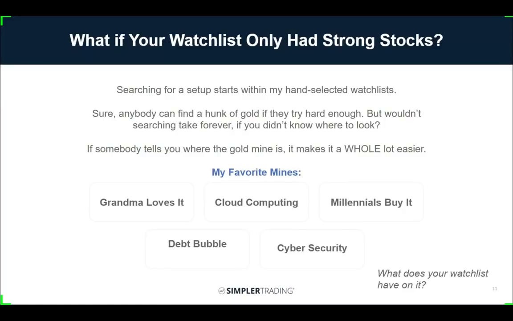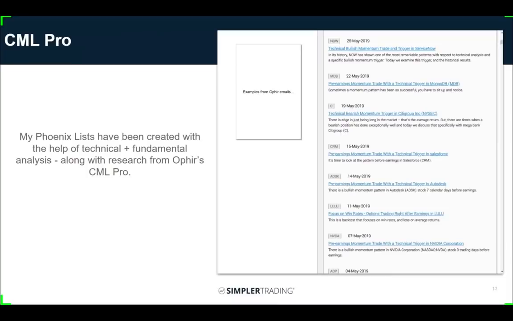Here are a couple of my favorite lists that I have been using recently. I always like the Grandma Loves It list. This is my favorite large cap list. I also love the cloud computing list. Ophir can talk about that one quite a bit. Millennials list, the debt bubble, which is my newest one, as well as cybersecurity.